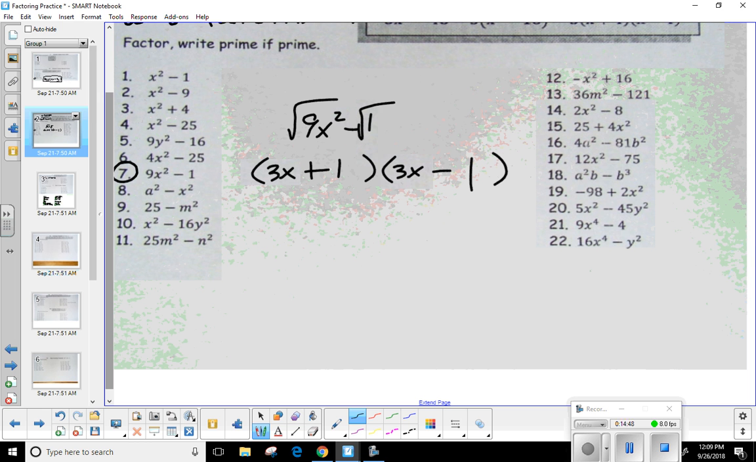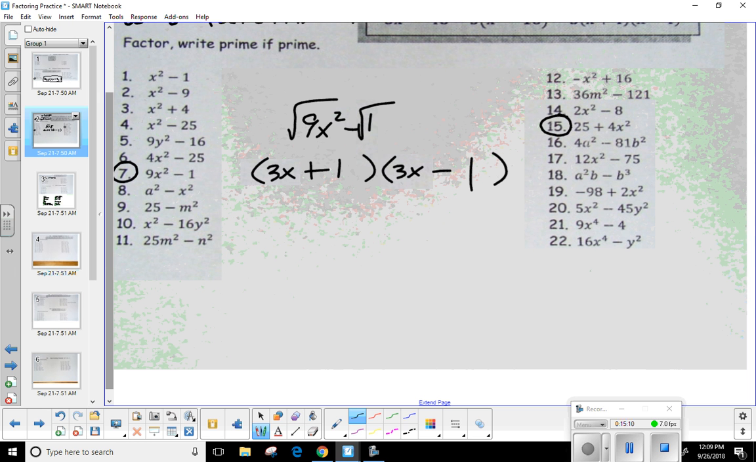Okay. Now, one of these I had listed as prime. Like, for example, let's look at 15. 25 plus 4x squared. Can I factor that one? Okay, I can. So I could say 5 plus 2x and 5 minus 2x.